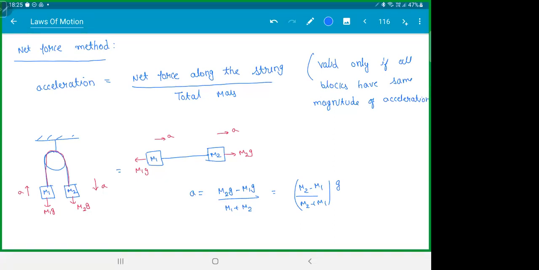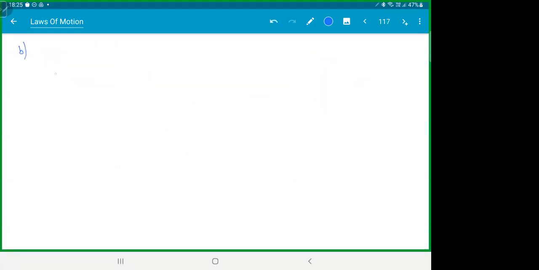Now let's see some examples on this where this method will shine. So we will call this net force method, so we can have some word to use it for reference. Now see. Now using this method, can you solve this problem? You'll get answers in one step without writing any equations. Let's say this is M, this is 2M. Find the acceleration of the blocks.